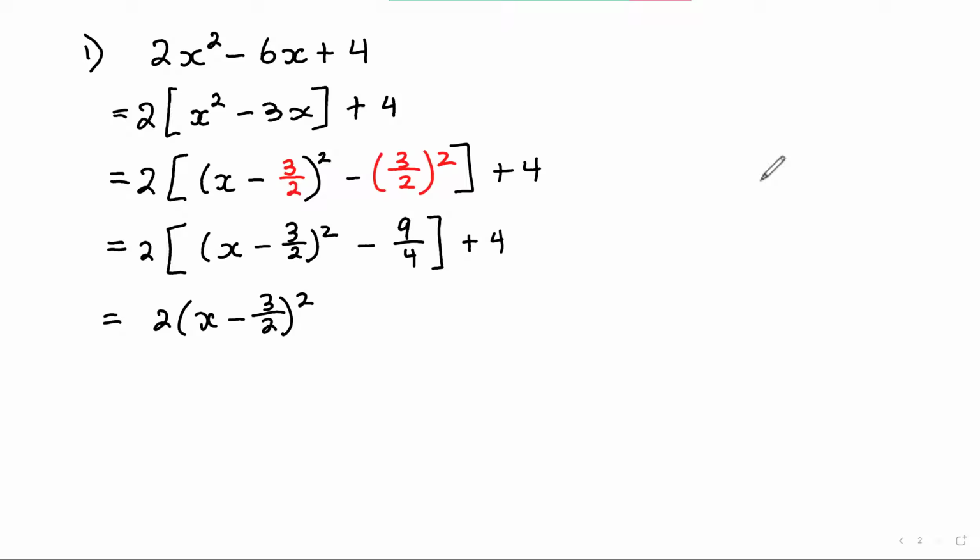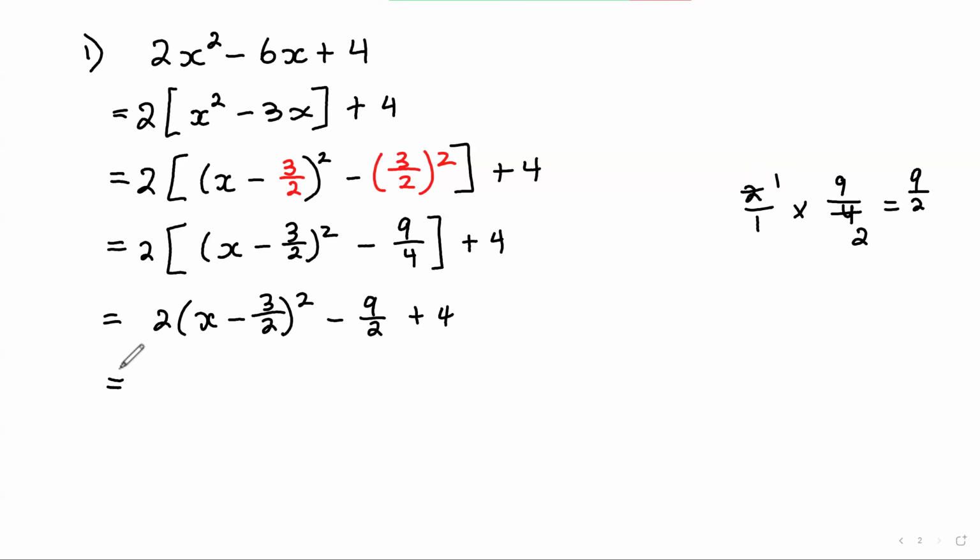Go to the side somewhere in your working column and do 2 over 1 times 9 over 4 if you can't see it clearly, right? 2 into 2 is 1 and 2 into 4 is 2. So this will be 9 over 2. So this simplifies to be 9 over 2, and now you add that 4 to it.